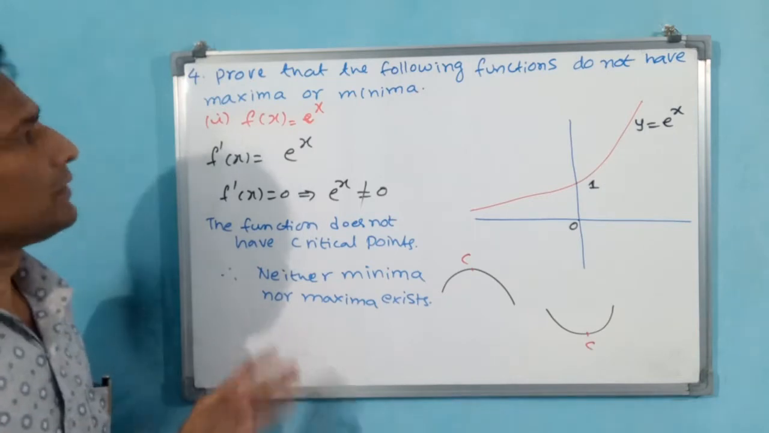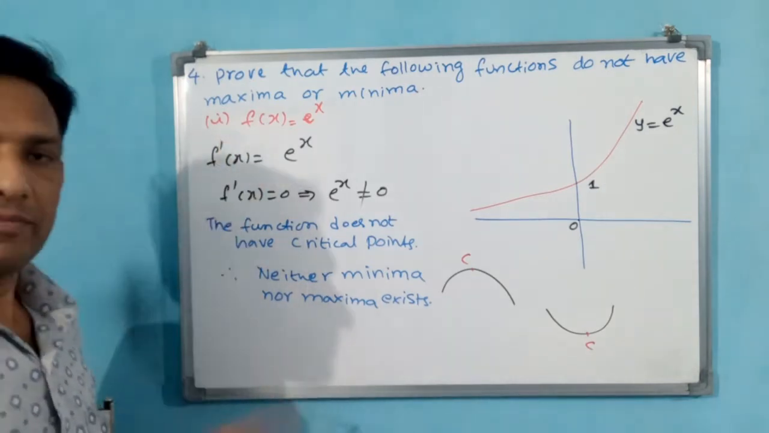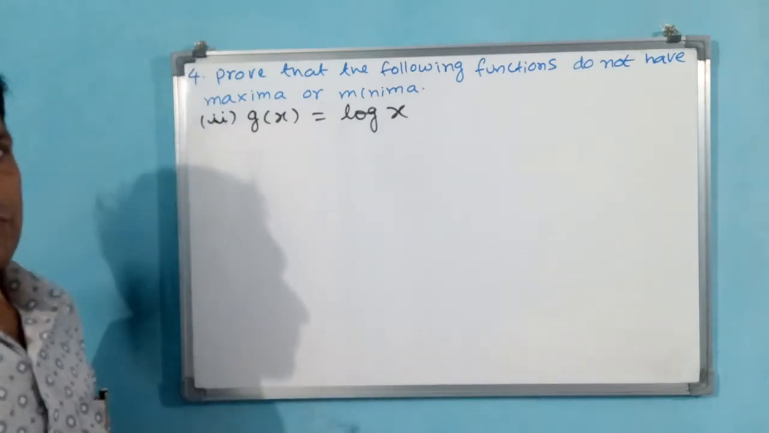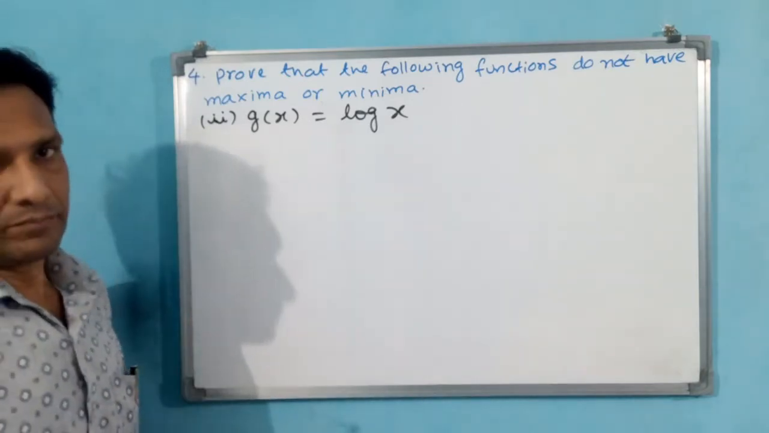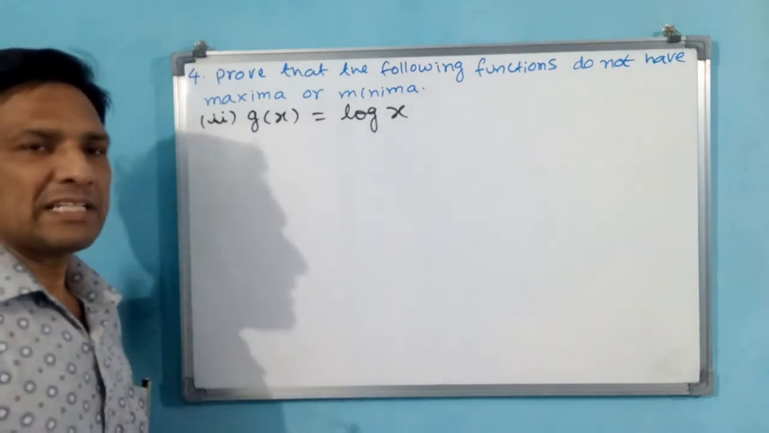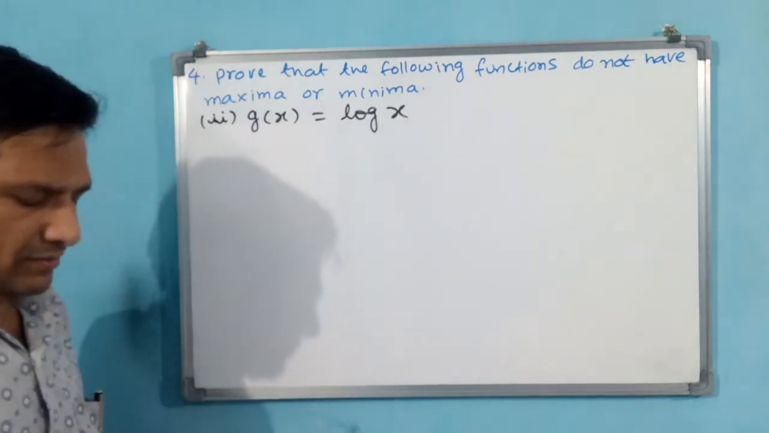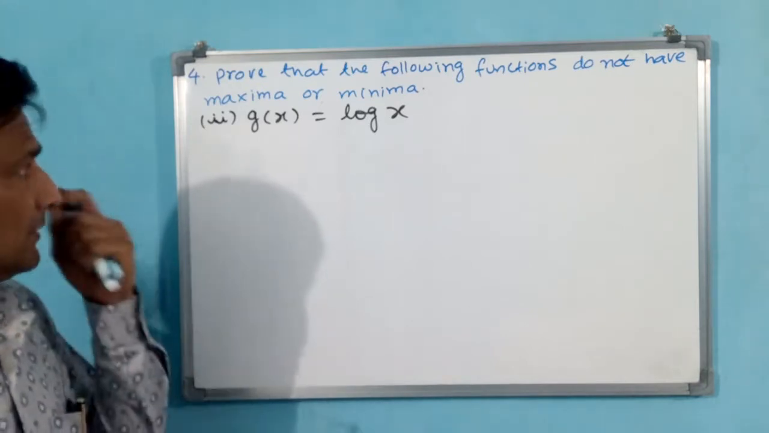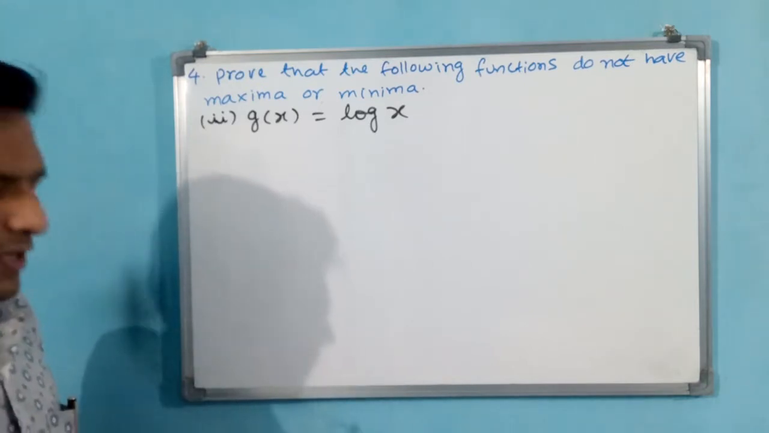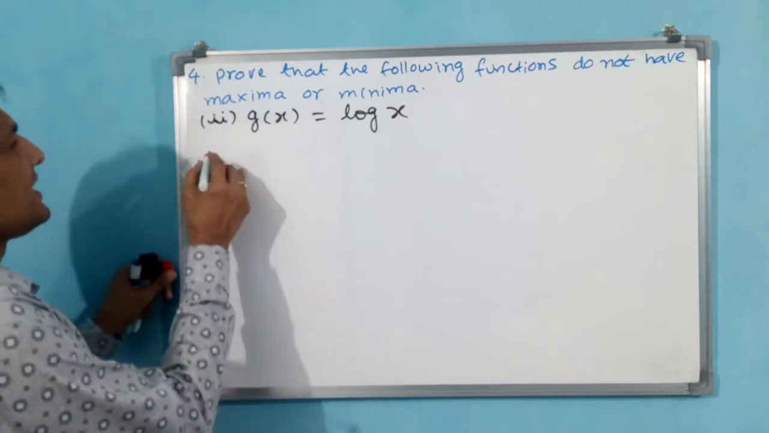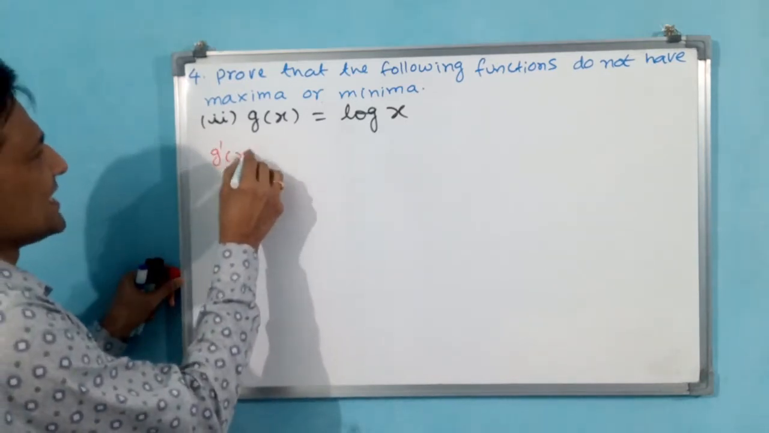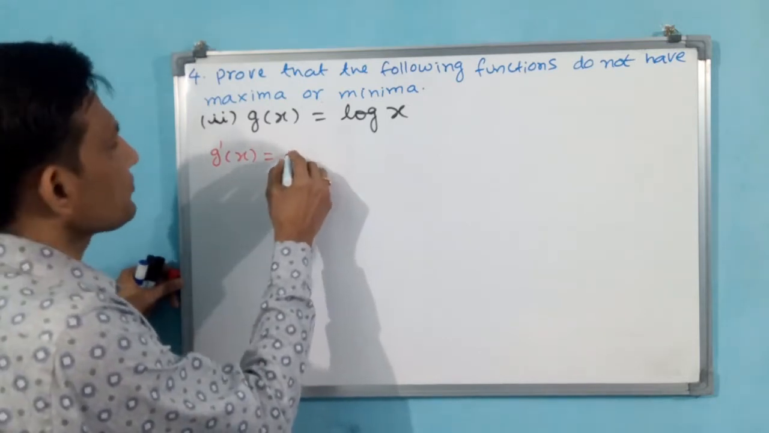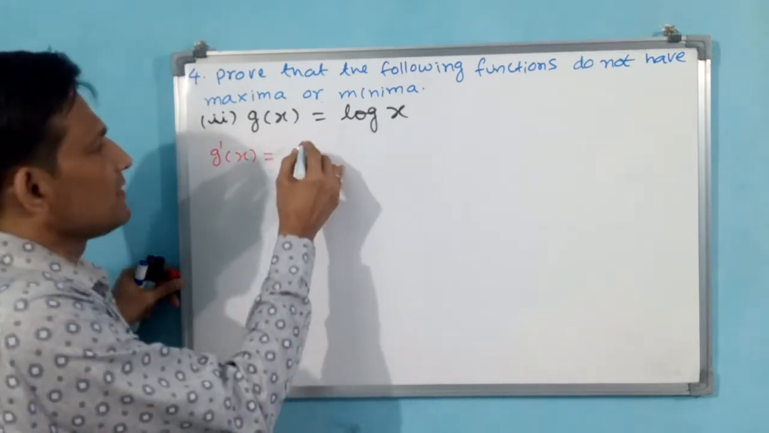Let us go for the second part of this 4th question. g of x is equal to log x. For this function also we have to prove that maxima or minima is not available, that neither minima nor maxima exists. Here also, first you proceed for the first derivative, g dash x. g dash x is equal to d by dx of log x, which is 1 by x.